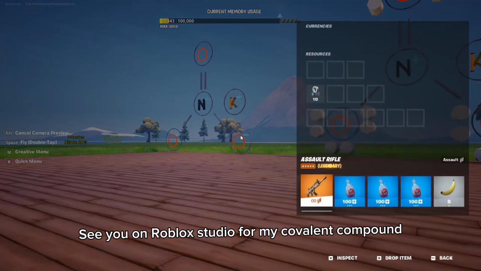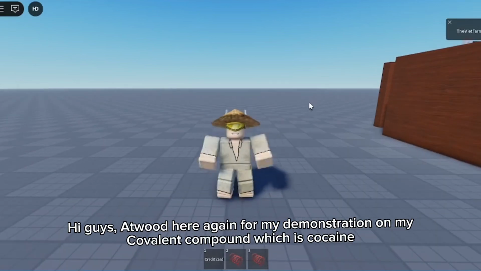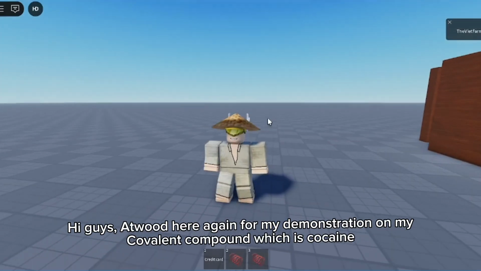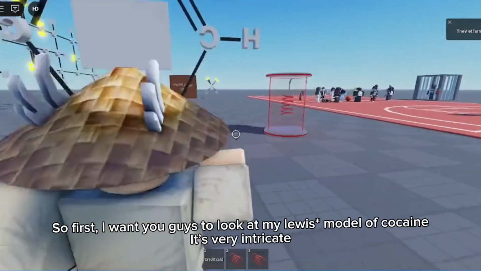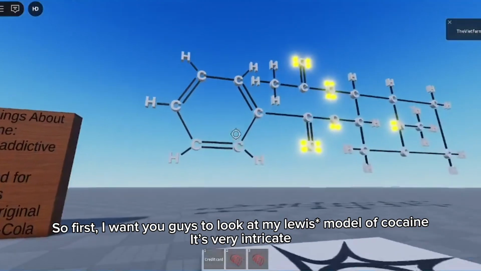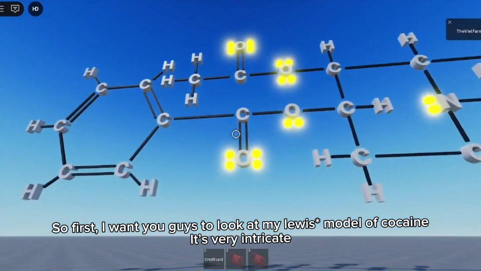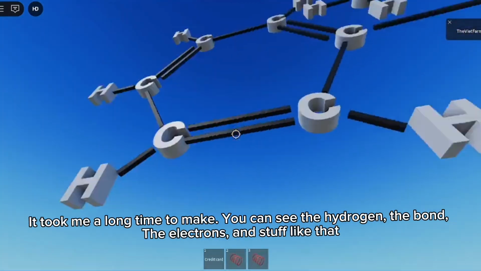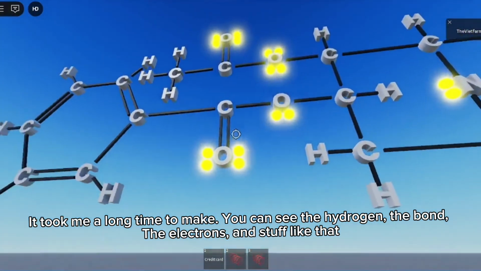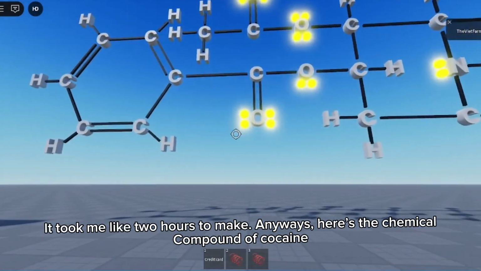for my covalent compound. Hi guys, Howard here again with my Roblox demonstration on my covalent compound, which is cocaine. So first, I'd like you guys to look at my 3D model of cocaine. See, it's very intricate. It took me a very long time to make. So you can see the hydrogen, the bonds, the electrons, and stuff like that. It took me like 2 hours to make.